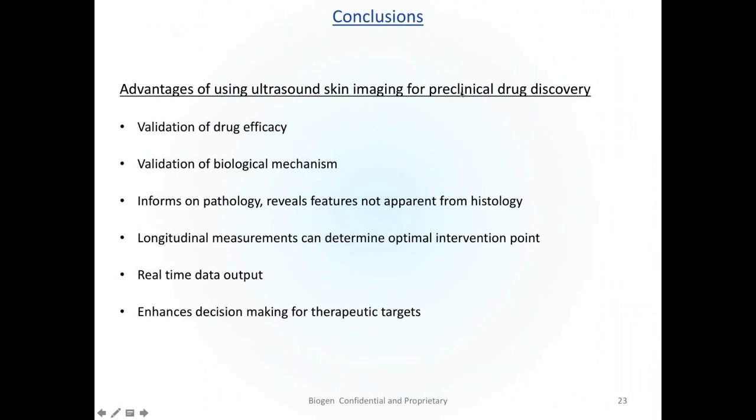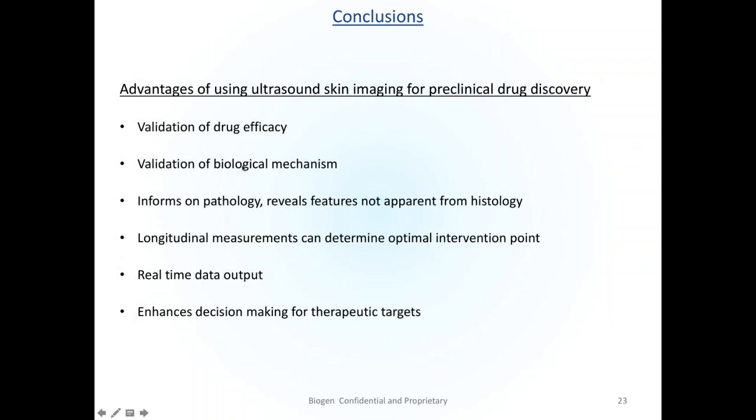Okay, so that's the end of the data set that I want to present to you. I just want to stop with a few bullet conclusions to show how we felt that these ultrasound measurements were really beneficial for a lot of our models. As I showed you in the one example, we had demonstration of efficacy. The compound we were working on reduced the signal back down to the control level.